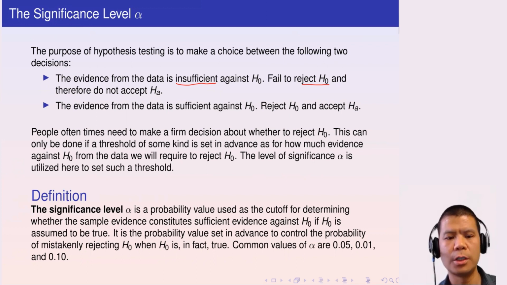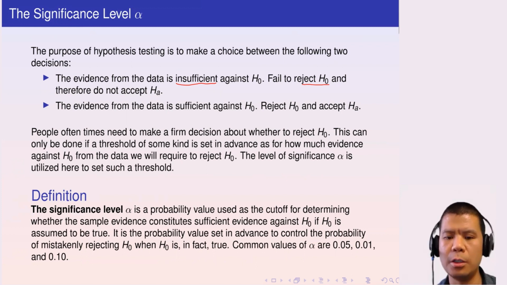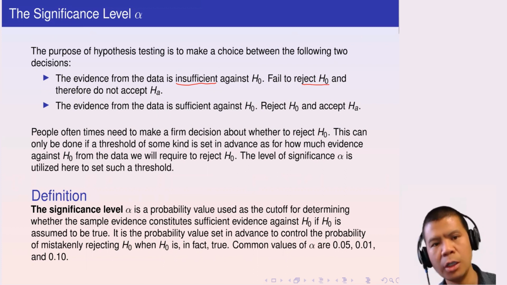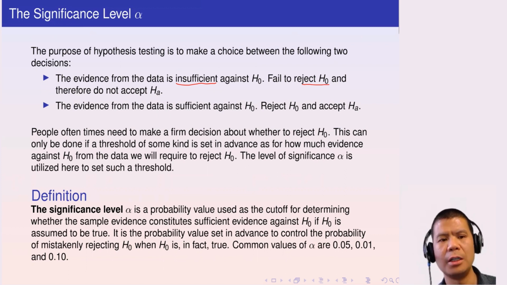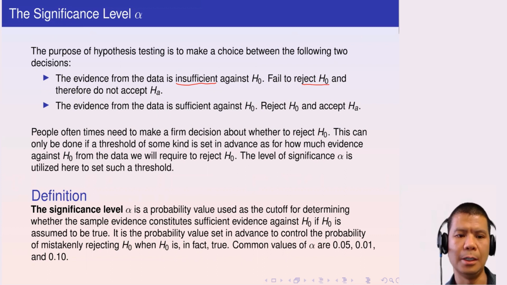Now another choice is the evidence from the data is sufficient against H0. In such case, we reject H0 and accept HA. So for instance, in the court trial, if the evidence is very, very clear against the null hypothesis that the defendant is innocent, right? It's very, very strong evidence against this defendant. So we are going to say, okay, you are guilty, right? Put to jail. Okay, so that's the second choice.